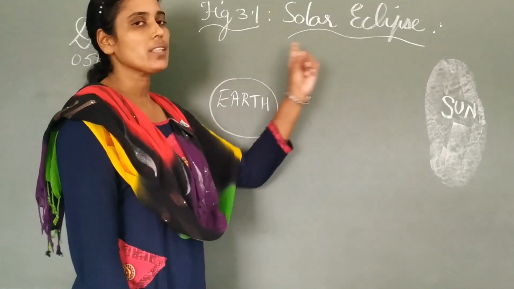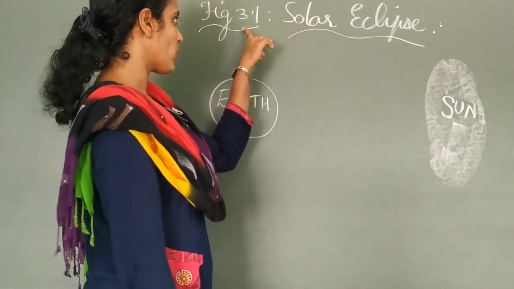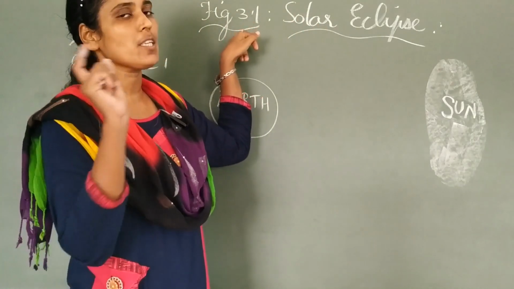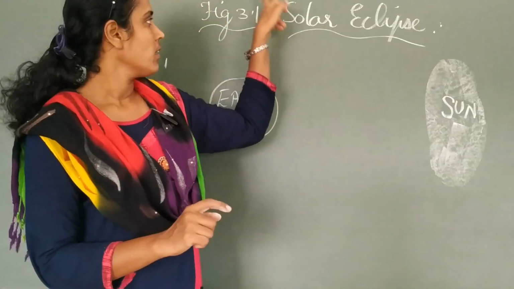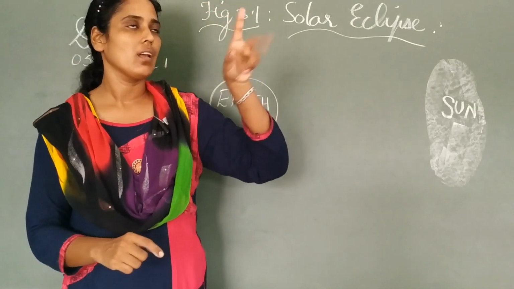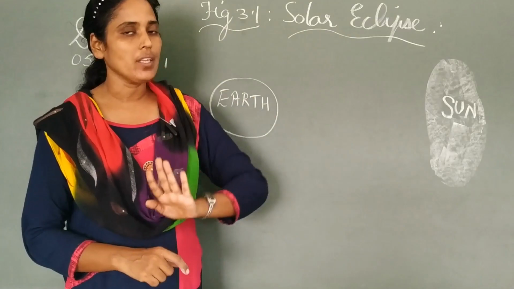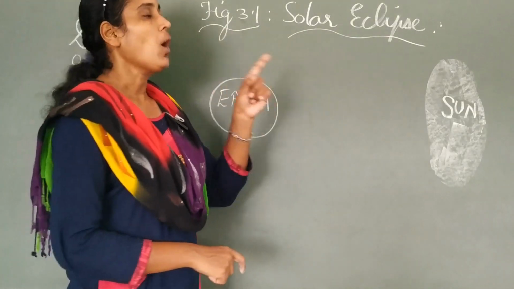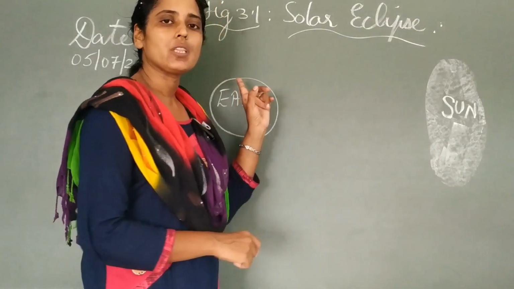So students, you have to draw this figure along with me. Solar eclipse at right, figure 3.1. Okay, the series of 1 and series of 2 figures we have done. Now we'll start figure 3 series. Okay, figure 3.1. The figure of solar eclipse you have to draw in the notebooks along with me with your pencils. Okay, labeling should also be done with your pencils.